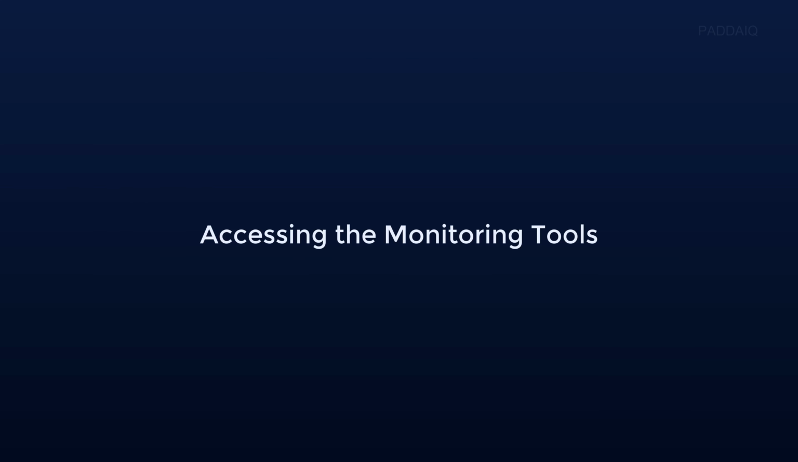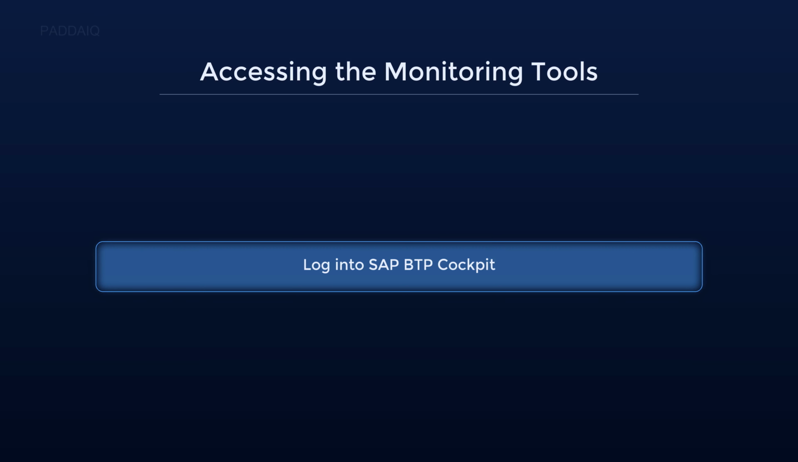Accessing the monitoring tools for SAP BTP. Log into SAP BTP Cockpit. This means opening the main web dashboard where you manage your cloud applications. For example, a developer would sign in here to check their app's performance after a new feature release. This initial step is essential to access all monitoring functions.